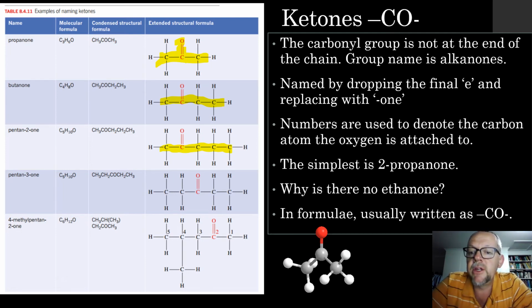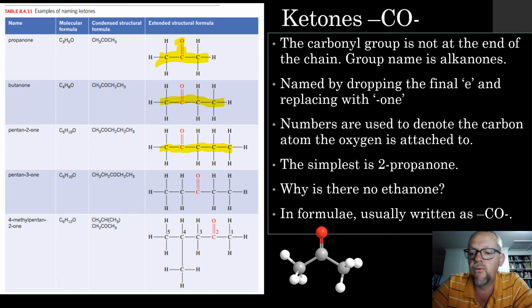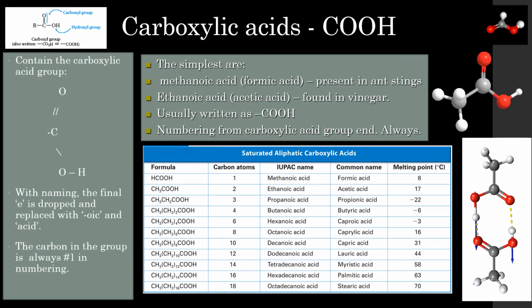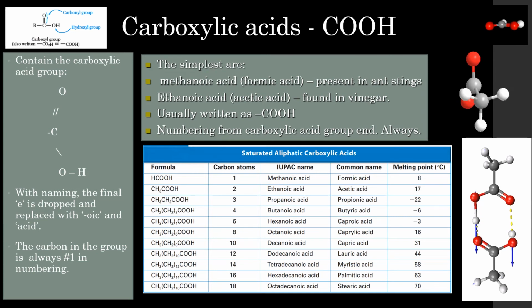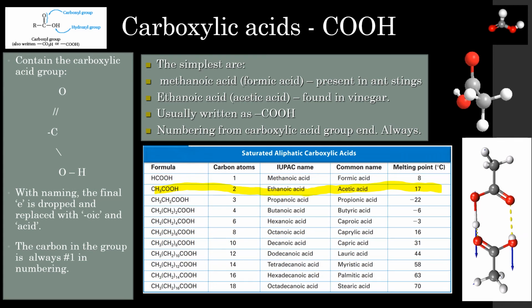So the numbers are used to denote the carbon which the oxygen is attached to, and so in formulae we just write it as CO. Okay, when we look at carboxylic acids, I should note that you are fairly familiar with ethanoic acid. And you know that that's the characteristic ingredient of vinegar, for example.